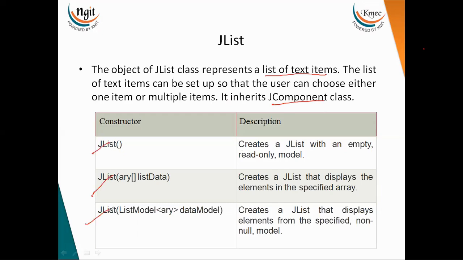JList will have different constructors. The default constructor creates a JList with an empty read-only model. And along with the array, we can add the list of elements to this array. The array can be passed to the JList, and you can create a model, and to that model you can pass the array, and that can be added to the JList. So here it creates a JList that displays the elements from the specified non-null model. So this is how we can create the JList. These are all the different constructors of the JList.